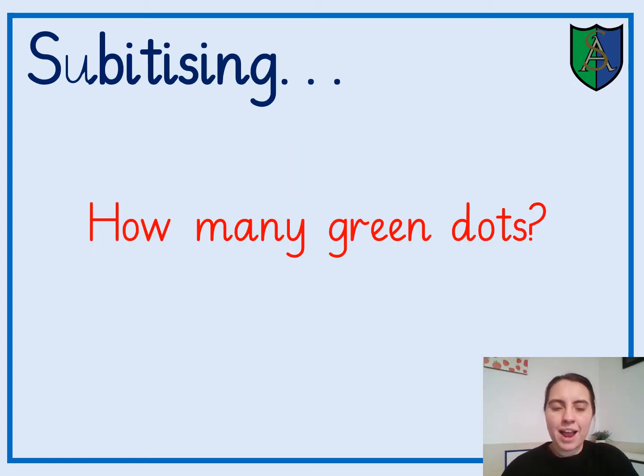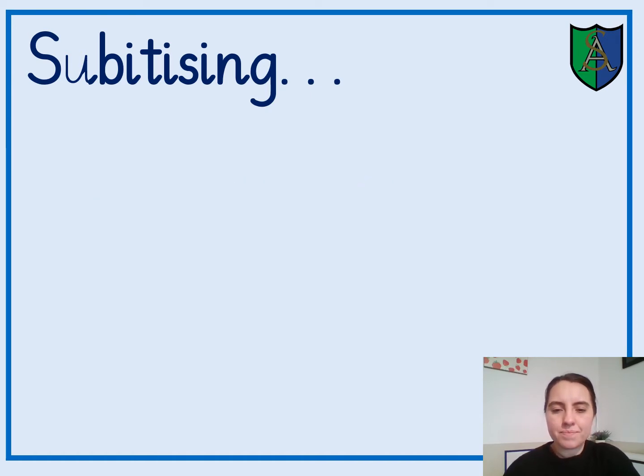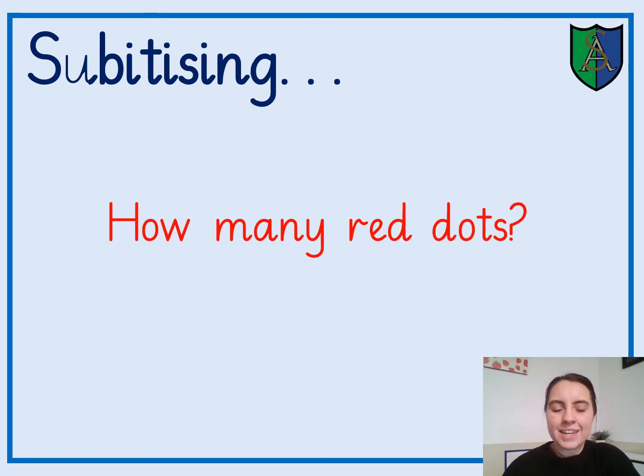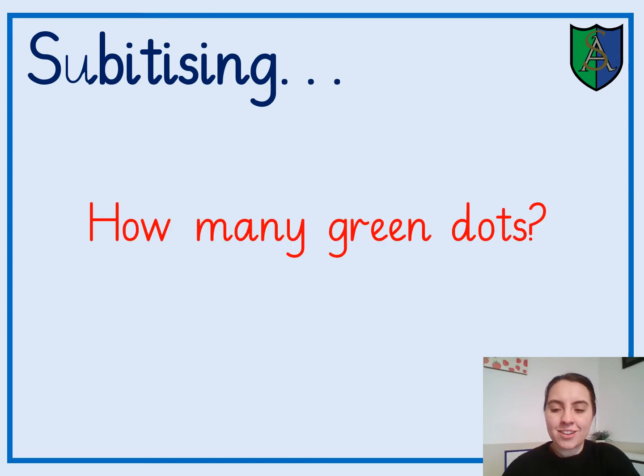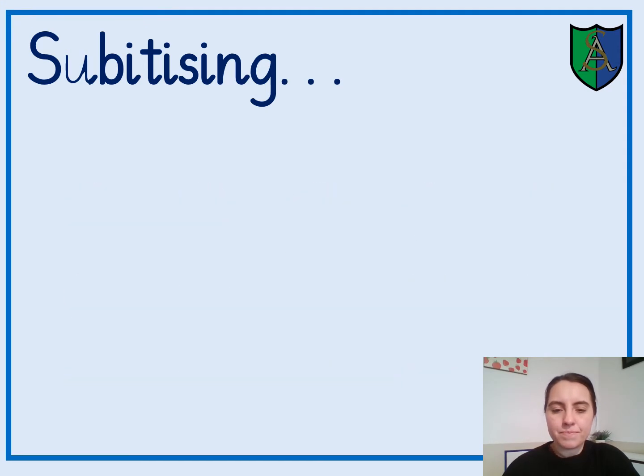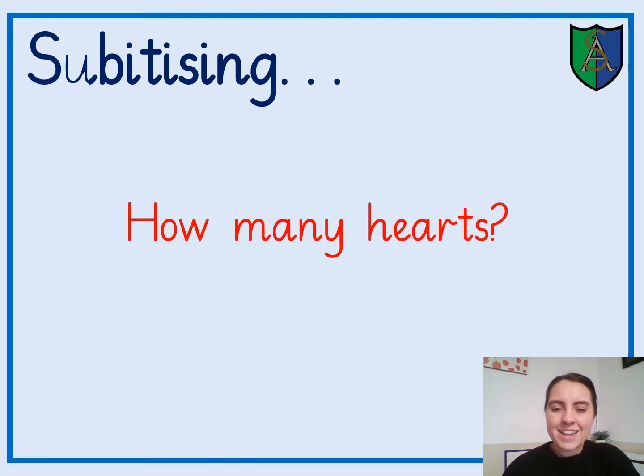Okay, so now it's time for the Subitising part of our lesson. Please keep your eyes on the screen and count the dots that you can see. At the end, we will review each of them to see if you got them correct. First of all, how many green dots can you see? Now, how many red dots can you see? How many green dots can you see in this one? And how many hearts can you see in the next picture?